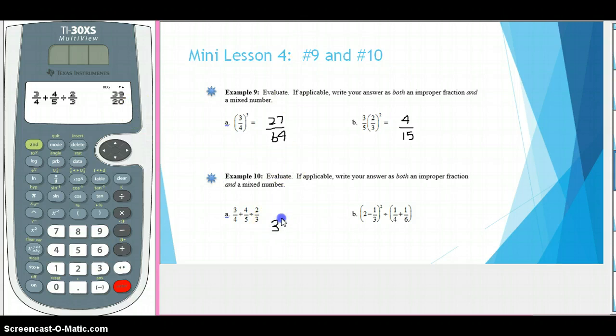Now since 39 is greater than 20, we can write this as a mixed number. So now I'm going to hit second and this button right here, and it will take my previous answer and change it to a mixed number. So this is equal to, or equivalent to, 1 and 19 over 20.